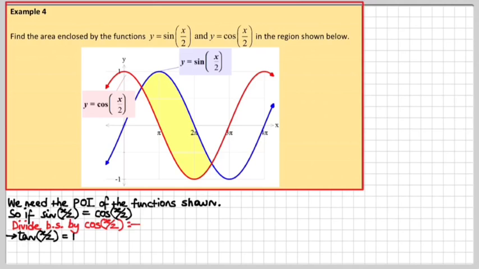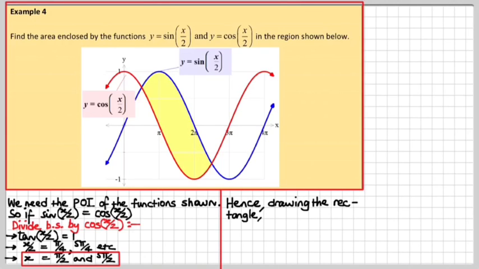So if tan of x over 2 equals 1, we know that x over 2 would equal pi over 4, then add another pi to that, etc. Remember, the period of tan is pi. Therefore, x would be exactly double those values, and that gives us our points of intersection. Rather nice, isn't it? And that's consistent with what we can see on the graph.